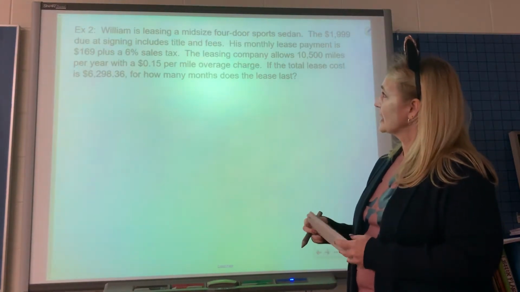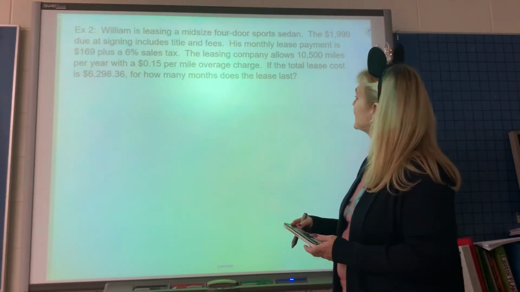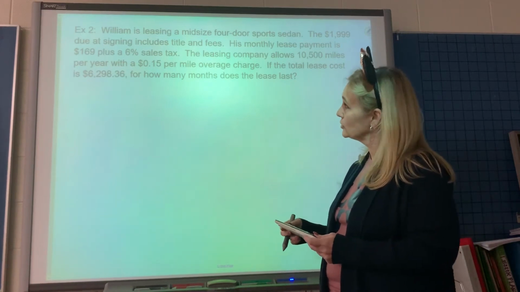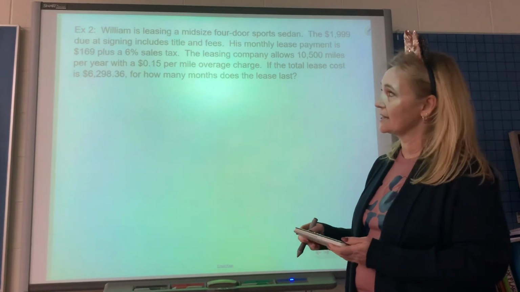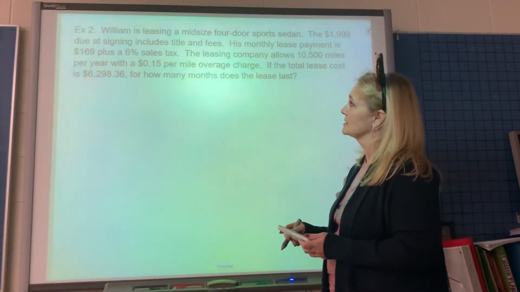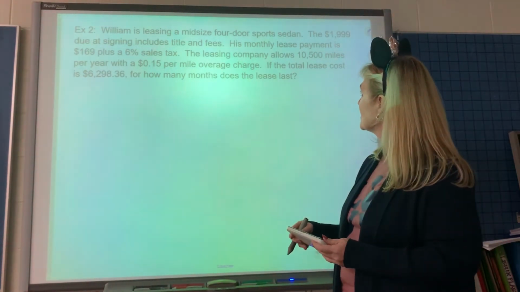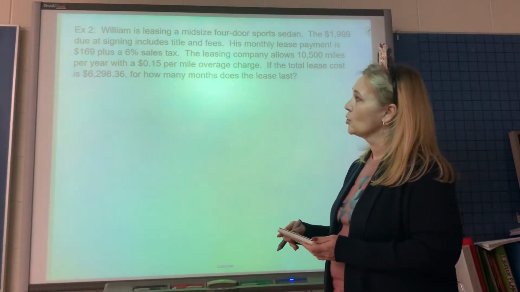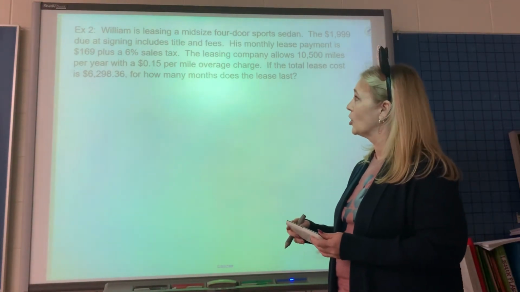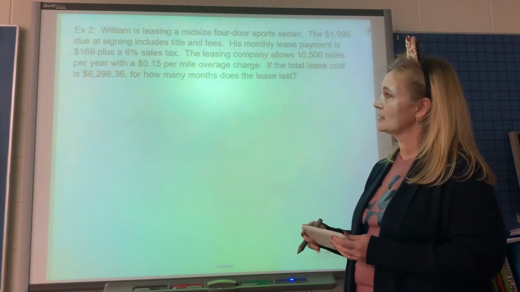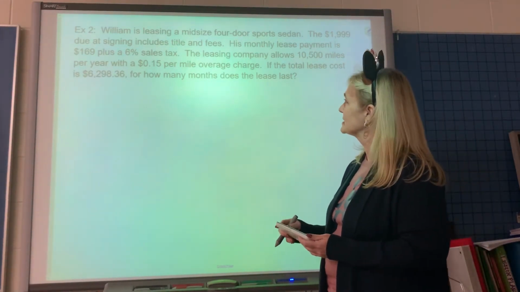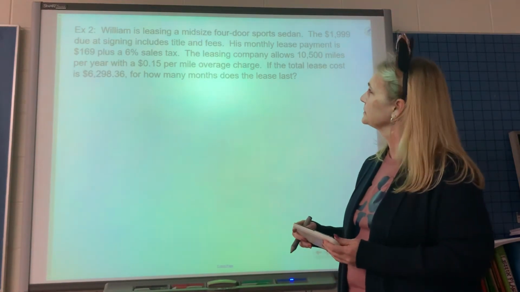William is leasing a mid-size 4-door sports sedan. The $1,999 due at signing includes the title and fees. His monthly lease payment is $169 plus a 6% sales tax. The leasing company allows 10,500 miles per year with a 15 cents per mile overage charge. If the total lease cost is $6,298.36, for how many months does the lease last?